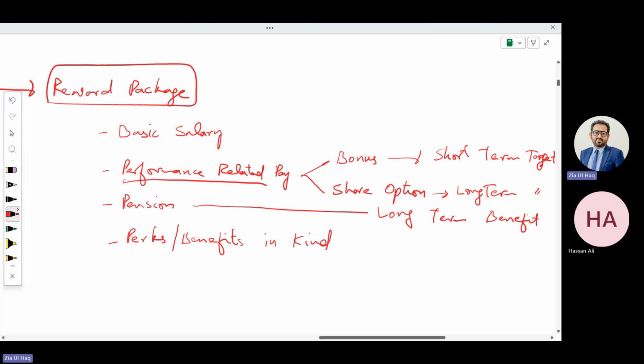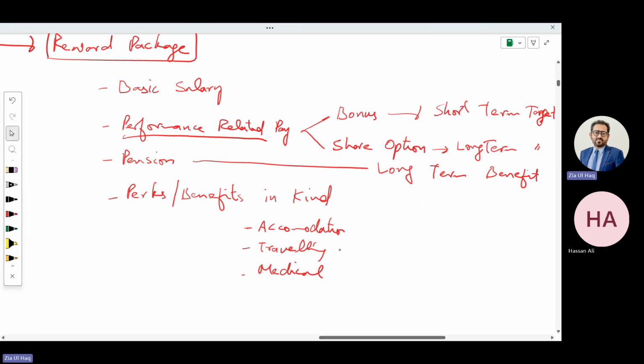And there could be some other benefits in kind. Perks mean other facilities, other benefits that the company provides to directors. These could be accommodation, traveling, or medical. In traveling, it could be a company car, company helicopter, or jet, that normally big companies provide to their CEO and chairman.